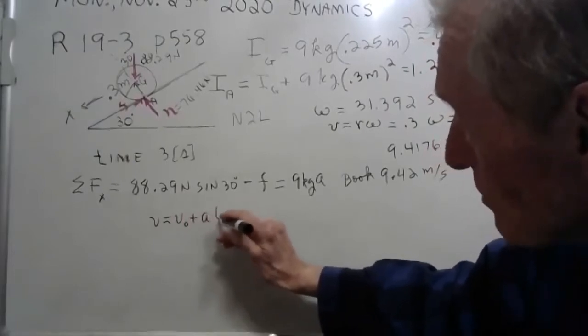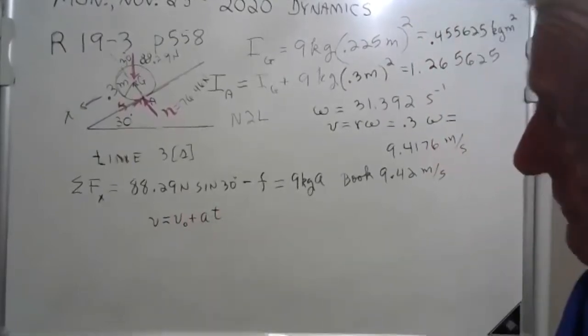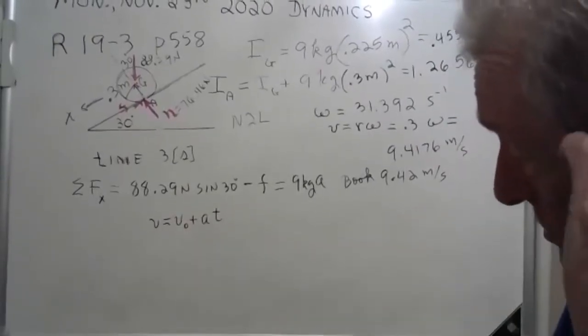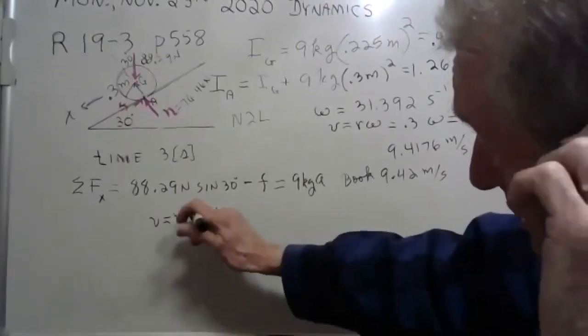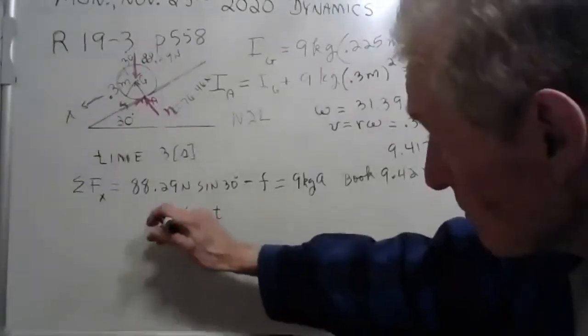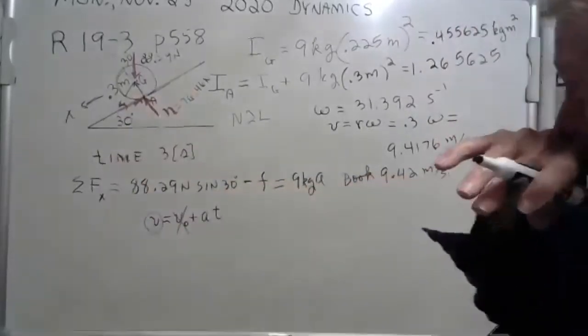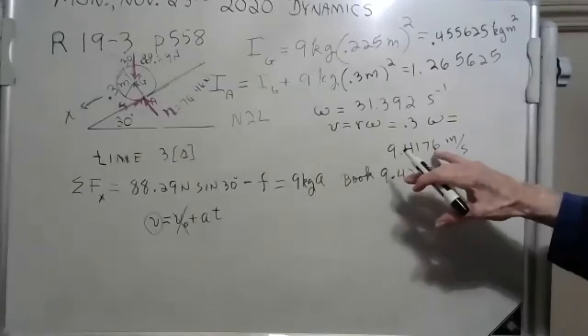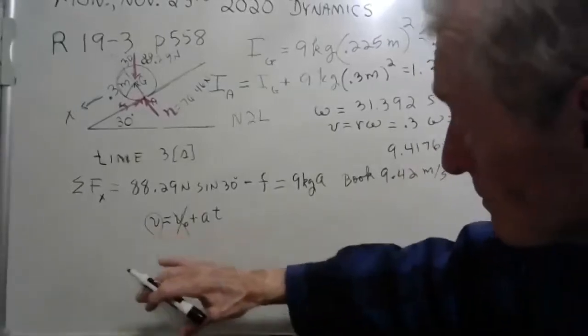I bet you remember that. See, v sub 0, that's the initial velocity, that's 0. You don't even need that. And the velocity when it rolls down the hill, we got that. It's 9.4176 meters per second, we got that.